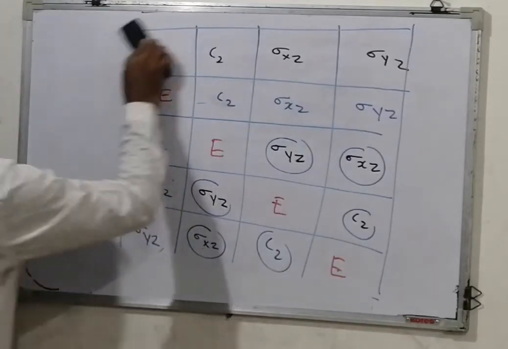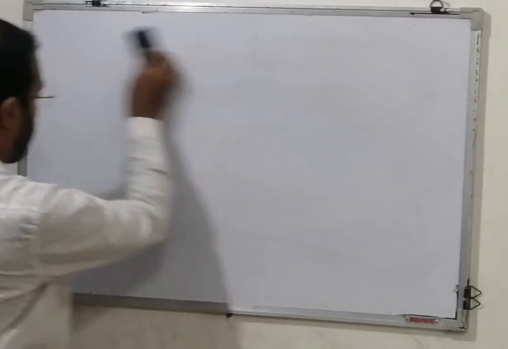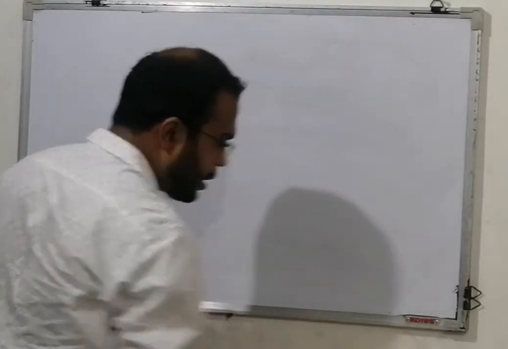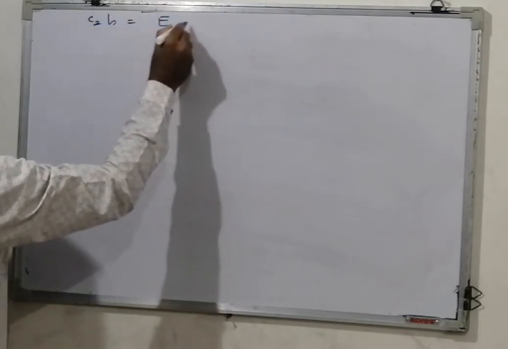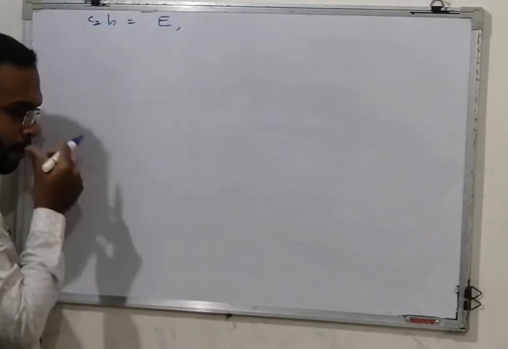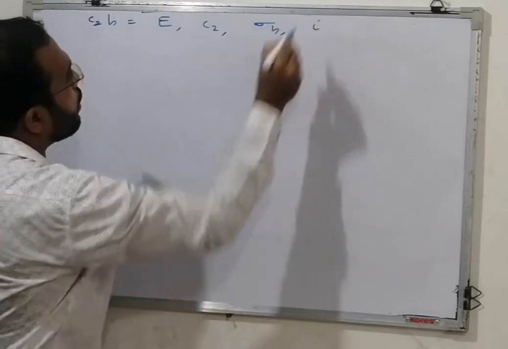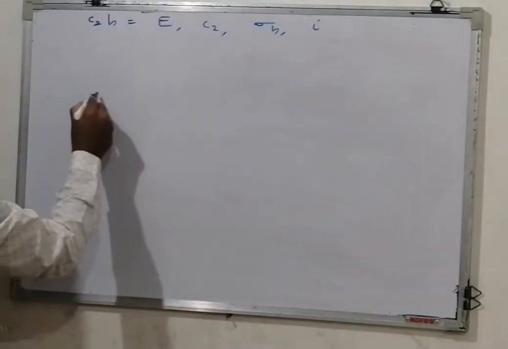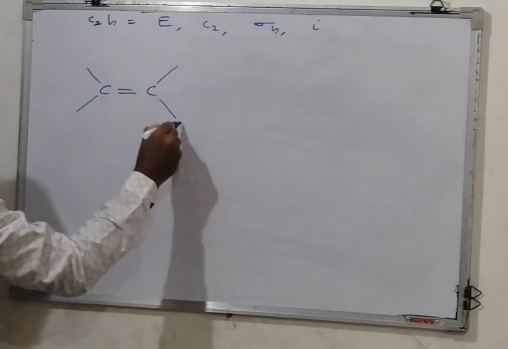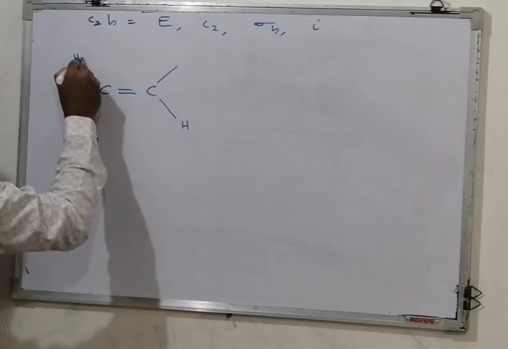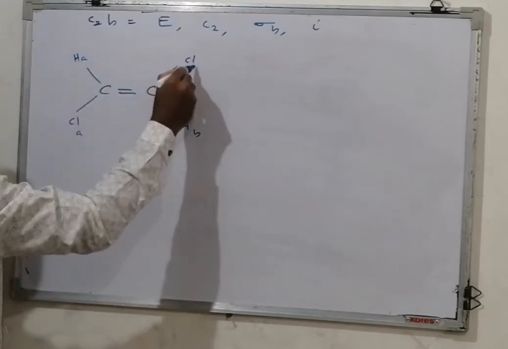C2H2Cl2 molecule. C2H has identity, then C2 axis, sigma H, inversion. One example is a triple bond, HA, HB or ClA, ClB.